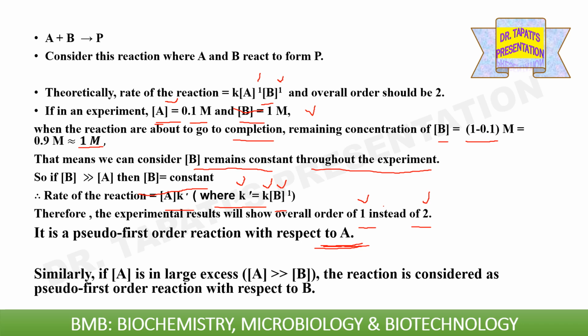Similarly, if concentration of A is in large excess, that means concentration of A is much greater than concentration of B, the reaction is considered as a pseudo-first order reaction with respect to B. In that case, rate of the reaction will be dependent on concentration of B, independent of concentration of A.